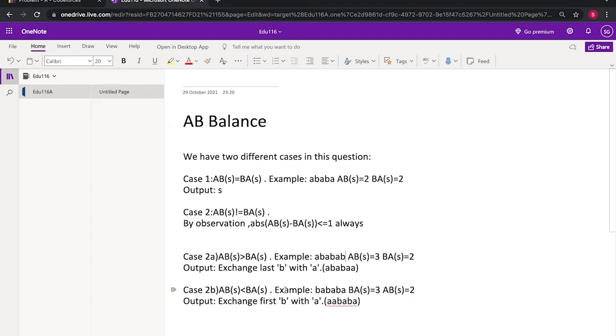Now in the second sub-case, the number of occurrences of BA is greater than the number of occurrences of AB. In such a case, we will try to reduce the number of occurrences of BA. For that, we can change the first occurrence of B to A. Thus, the number of occurrences of BA will reduce by 1 and become equal to that of AB. This is all we need to do in this question.